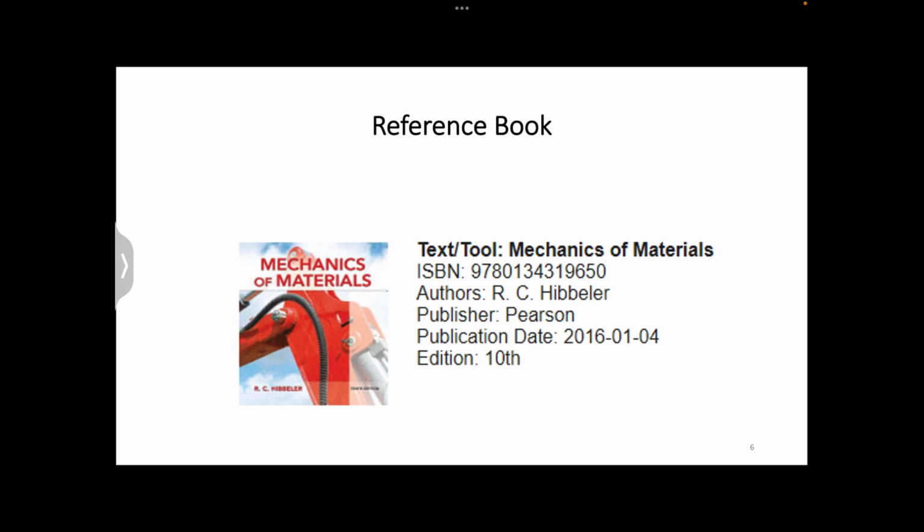As to the main source of reference, we can use a textbook by Professor Hibbeler titled Mechanics of Materials. The one that I use is the 10th edition, which was published by Pearson in 2016.